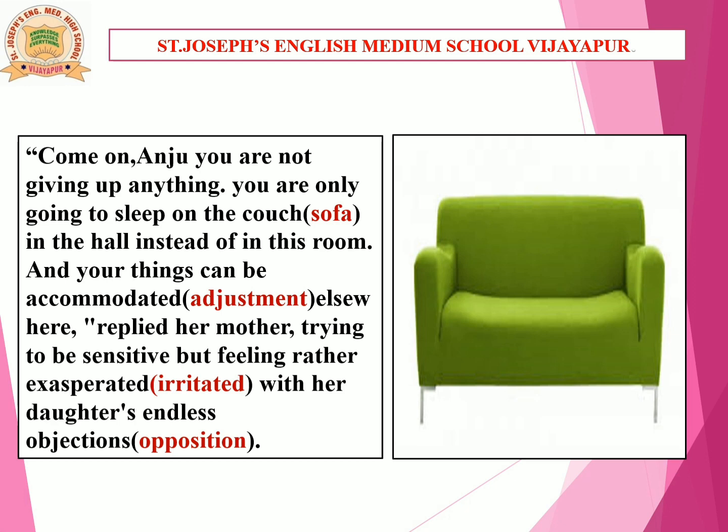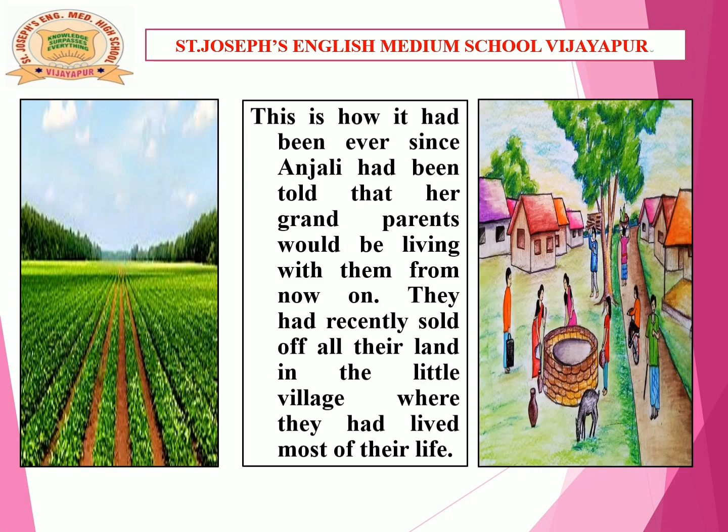See here what her mother says to Anjali; Anju is her pet name. Come on, Anju, you are not going to give up anything. You are only going to sleep on the sofa in the hall instead of the room. And your things can be adjusted, means somewhere in another room or in the hall. Her mother replied very sensitively, because Anjali was asking endless questions that were irritating to her. But even then her mother replied very calmly and quietly to Anjali.